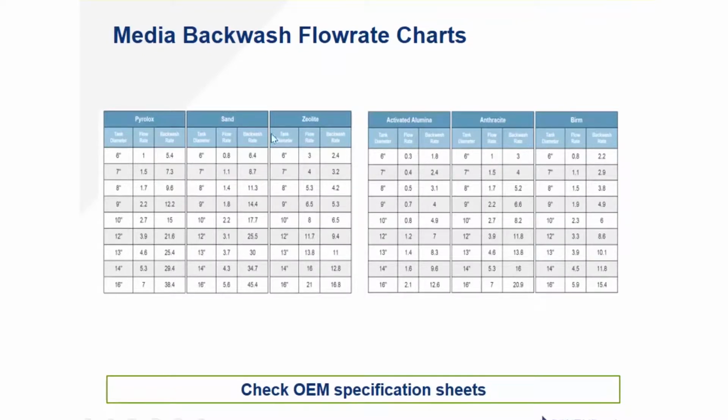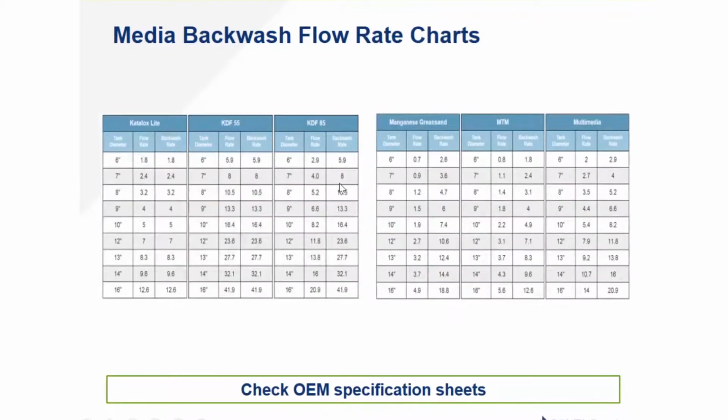You've got 6.4 on sand, that is for a 6-inch tank. Anthracite, 3 GPM. KDF 5.9, very heavy. Magnesium green sand 2.6, still a heavy media. Multimedia tanks 2.9. Why? Because we want those beds to classify correctly. We've got to get that bottom layer to move as well.